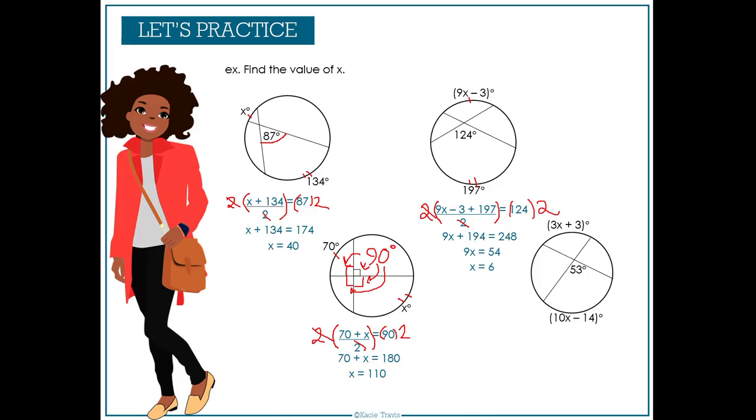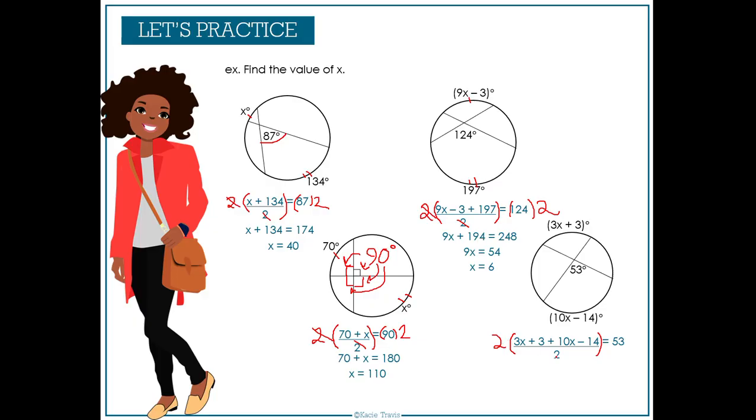Remember, our two arcs are going to be added up and divided by 2 to equal our angle. So we got 3x plus 3 plus 10x minus 14, divided by 2, is equal to 53. Got to remember the 2. All right, we've seen this happen all the time. I'm making sure that I write this down with this calculation here so that you understand what I'm doing.